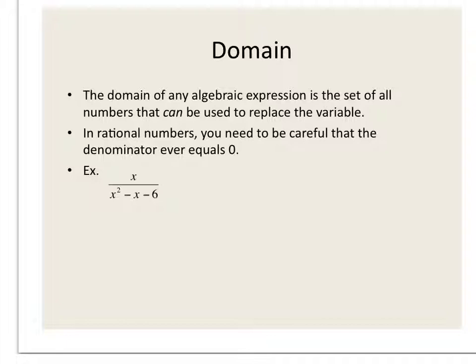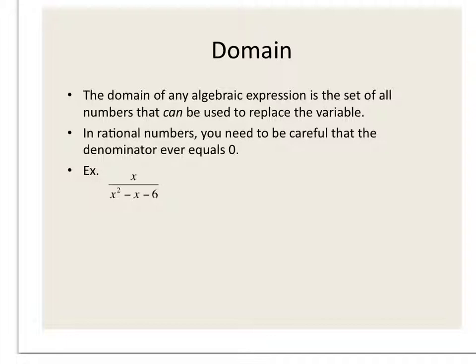The first thing we're going to talk about this week is domain. The domain of any algebraic expression is the set of all numbers that can be used to replace the variable. So if you look at that example down below, I'm looking for all of the numbers that I could plug in for x and get a real value as an answer. In rational numbers, such as this one, you need to be careful that the denominator never equals 0. If the denominator equals 0, we get an undefined answer. So that is not part of the domain. When solving for the domain, you're going to look for the place where the denominator is equal to 0.